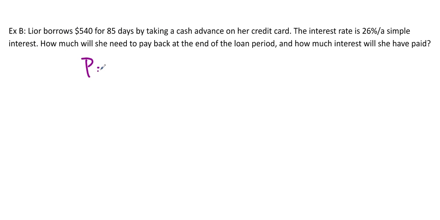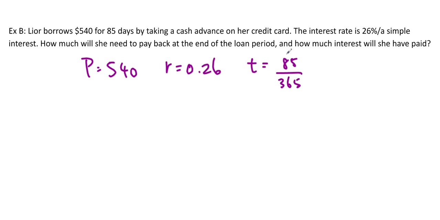But here we have the principal is $540, and we have the rate is 0.26. You wish it was 0.026. Now, the T is not 85. It's actually going to be 85 over 365. Why? Because this is in days and the interest is in years, so we have to be in the same units, okay? So, again, we'll use the same formula. A equals P times 1 plus RT.